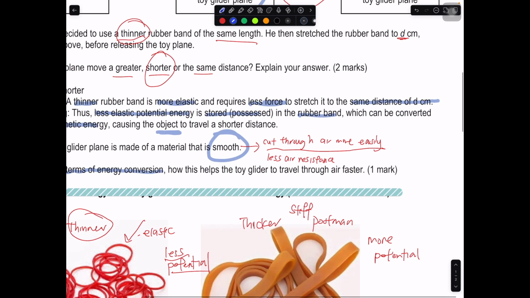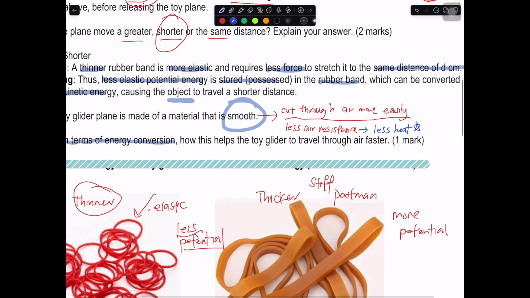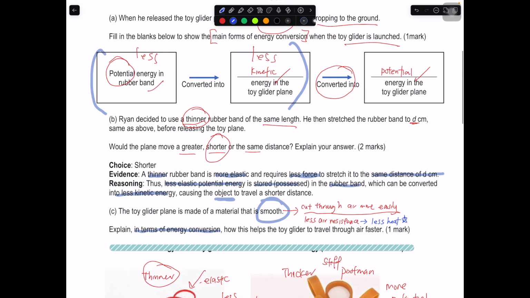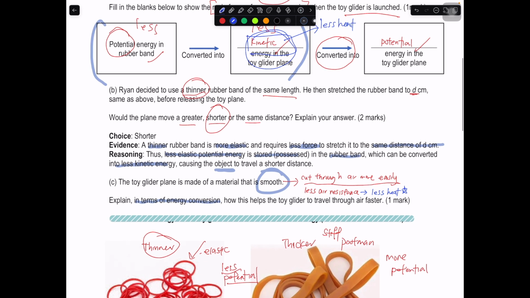So in this case, when you have less air resistance, you can take it as less friction, so less heat is being generated. If you have less heat, chances are the kinetic energy of the airplane will convert into less heat energy and allow more kinetic energy in the airplane to travel even further or even faster. So in this case, you have to answer in terms of energy, not forces.